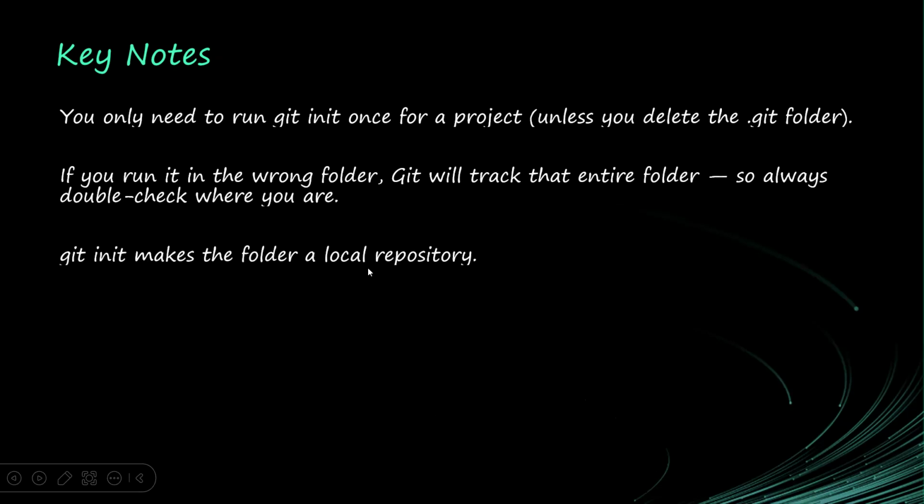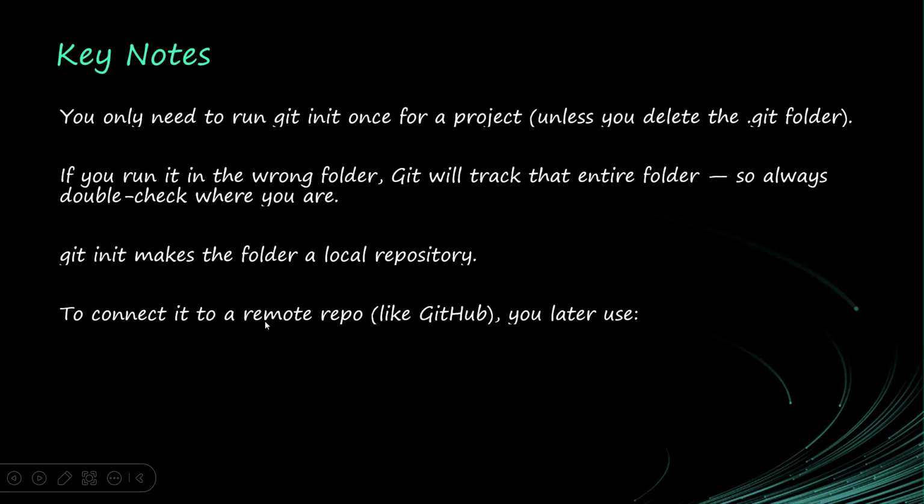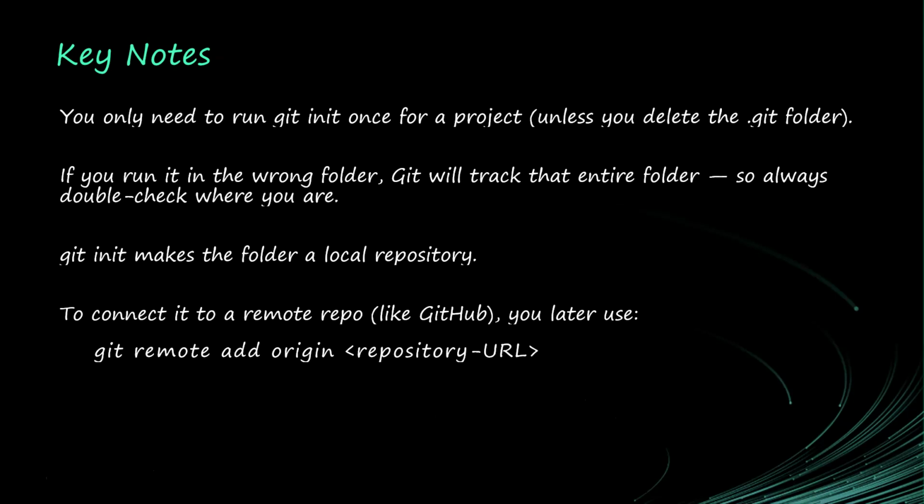Git init makes the folder a local repository. Right now, this folder is a local repository. We have not pushed it to a remote repository. So to connect it to a remote repo, you later use git remote add origin, then the repository URL. But I'm not going to be doing this now because I've not shown you how to create a GitHub account or even create a GitHub repo. But what we'll do is this: at the end of this week, we'll be creating a CLI project and adding a Git remote to it.